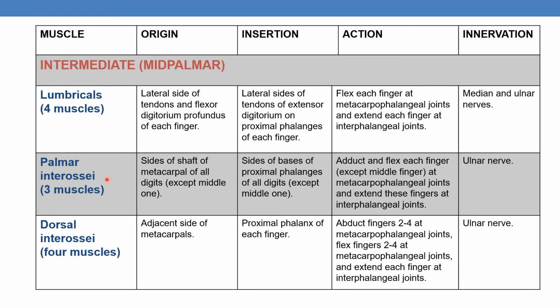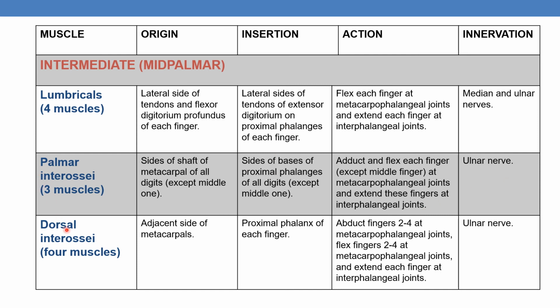Coming to palmar interossei, it is 3 muscles in total. Origin is sides of shaft of metacarpal of all digits except the middle one. And insertion is sides of bases of proximal phalanges of all digits except the middle one. Action is it adducts and flexes each finger except the middle finger at metacarpophalangeal joints and extends these fingers at interphalangeal joints. Innervation is by ulnar nerve.